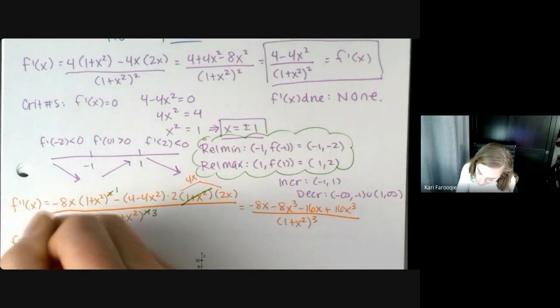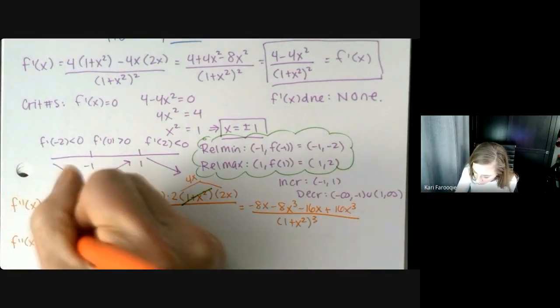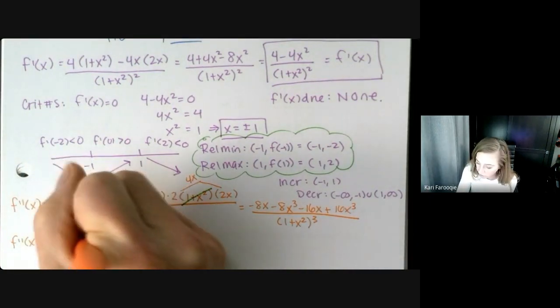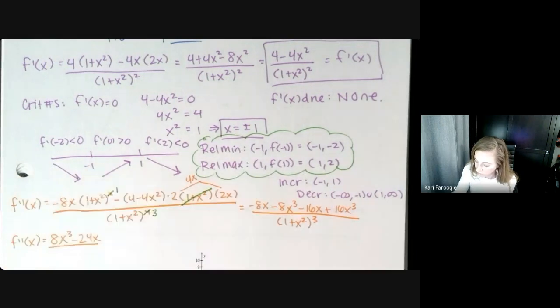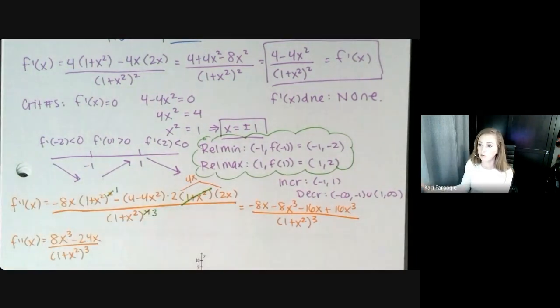F double prime of x equals a negative 24x. Or if you want to do this in descending order, you can write this as positive 8x cubed minus 24x divided by 1 plus x squared, quantity cubed.